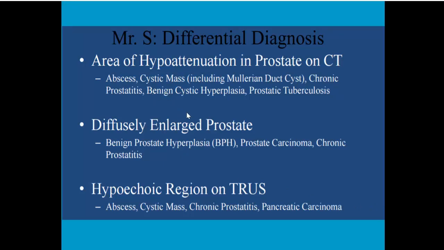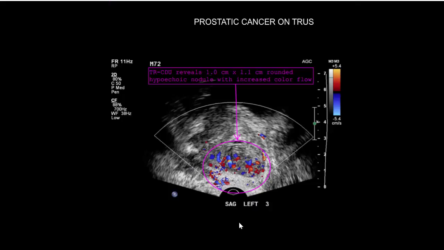Differential diagnosis of prostatitis. Areas of hypoattenuation in the prostate on CT can mimic prostatic abscess, cystic mass including müllerian duct cyst, chronic prostatitis, benign cystic hyperplasia, and prostatic TB. A diffusely enlarged prostate on CT is differentiated from benign prostatic hyperplasia, prostatic carcinoma, and chronic prostatitis. Hypoechoic regions on TRUS are differentiated as prostatic abscess, cystic mass, chronic prostatitis, and prostatic carcinoma.